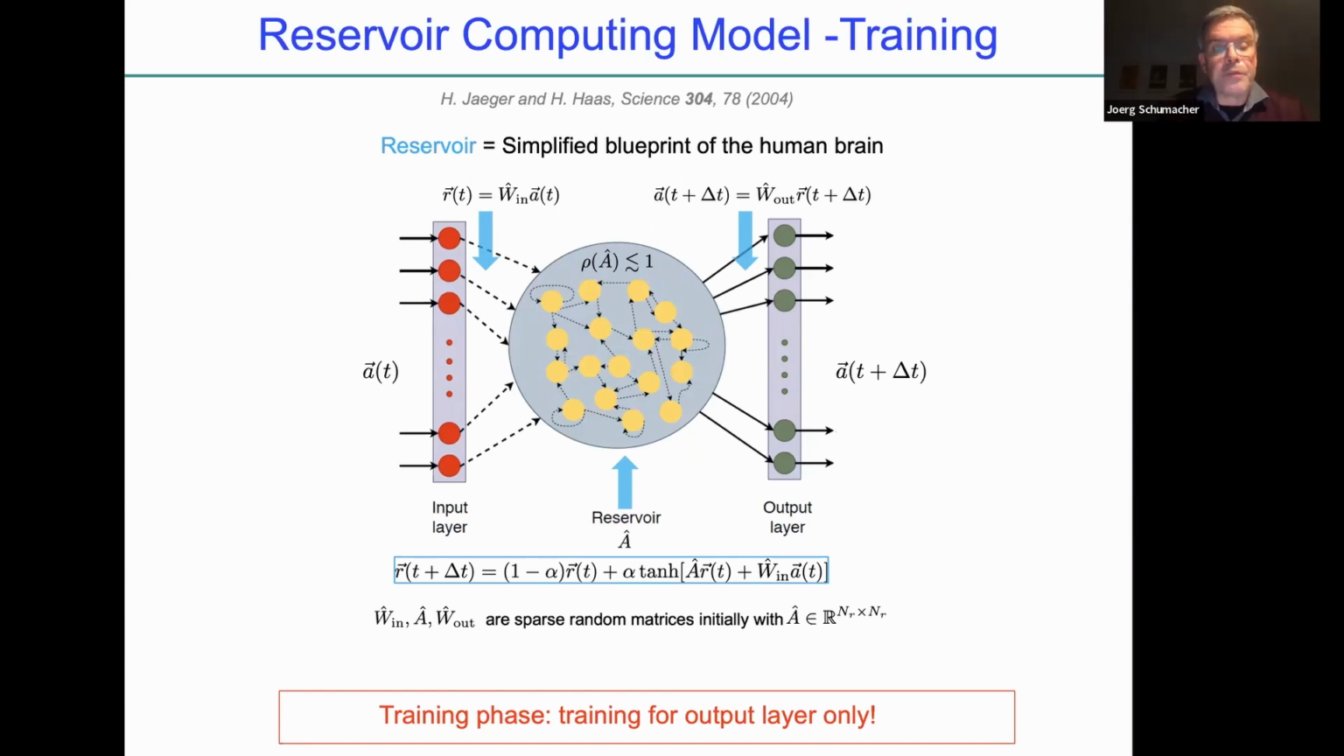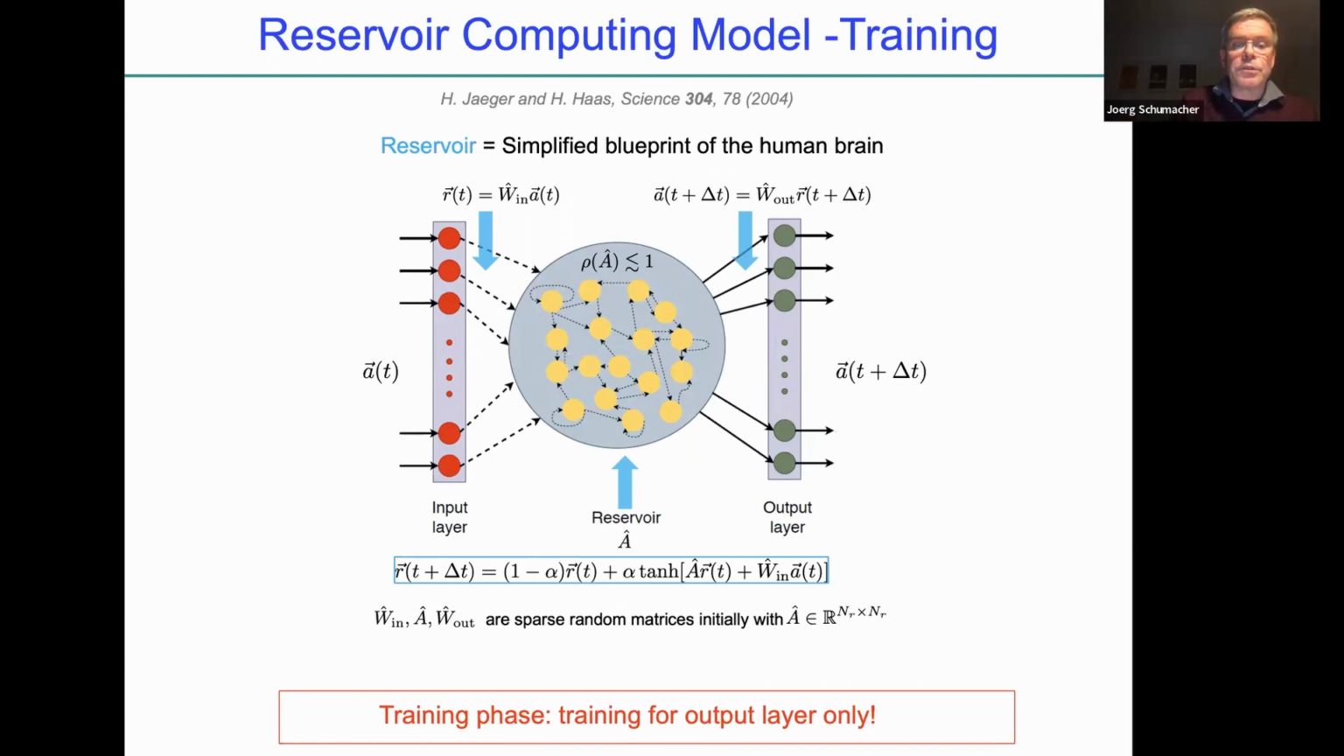And the dynamics of the reservoir is given by this equation, which you see at the bottom. So the reservoir state is updated as a blend of a linear dynamics and a nonlinear activation. And the blending factor is the so-called leakage rate alpha, which basically allows to change the linear and nonlinear contributions.